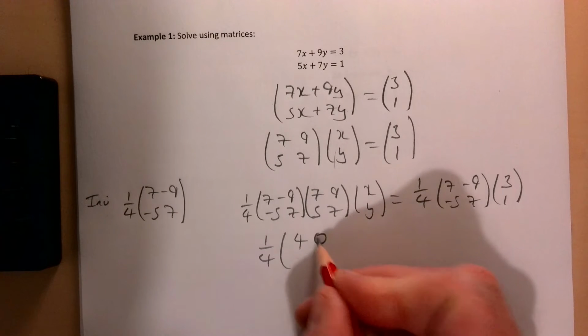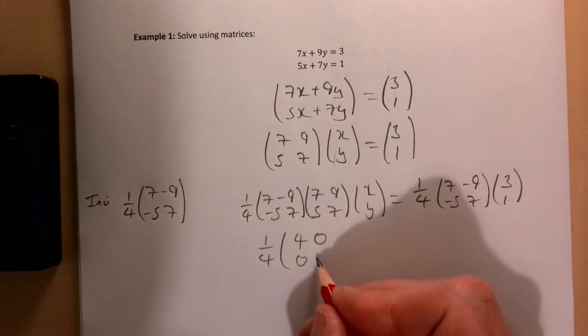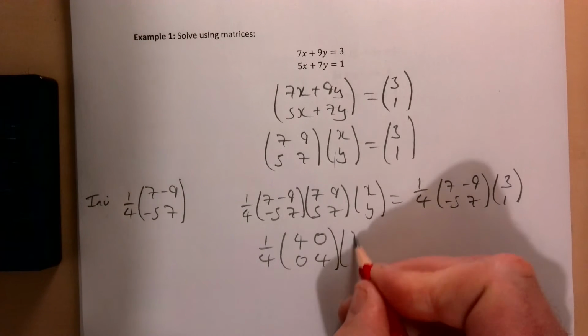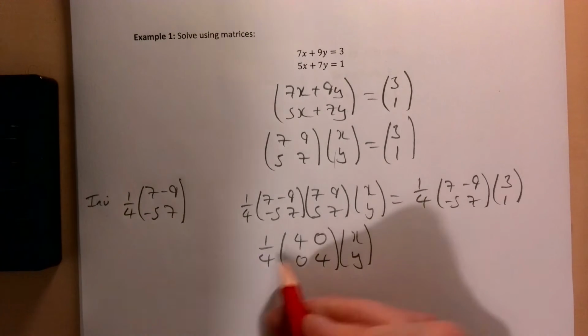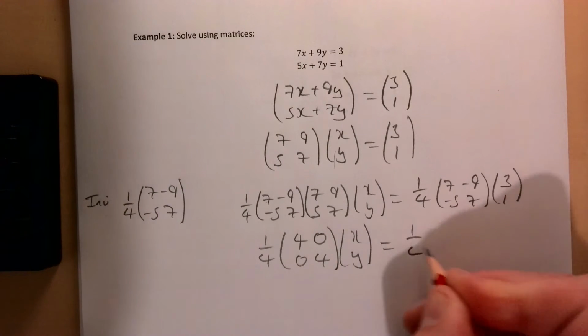63 minus 63. Minus 35 plus 35, that's 4. x, y, and hopefully you can see that's all going to disappear. That's the unit matrix multiplying, so we just then have our x, y. A quarter in this one.